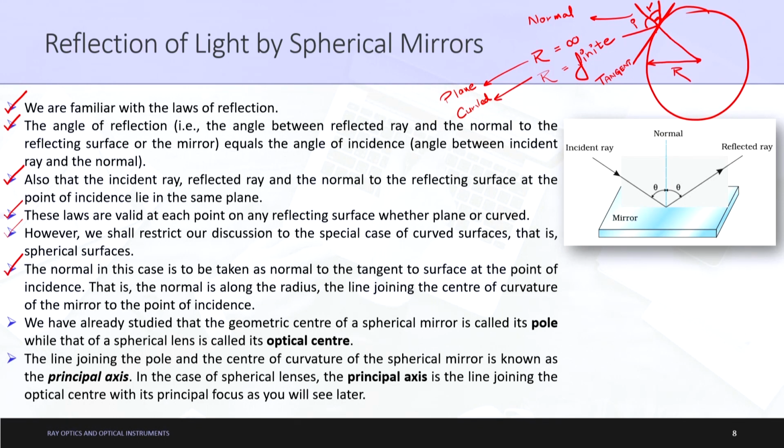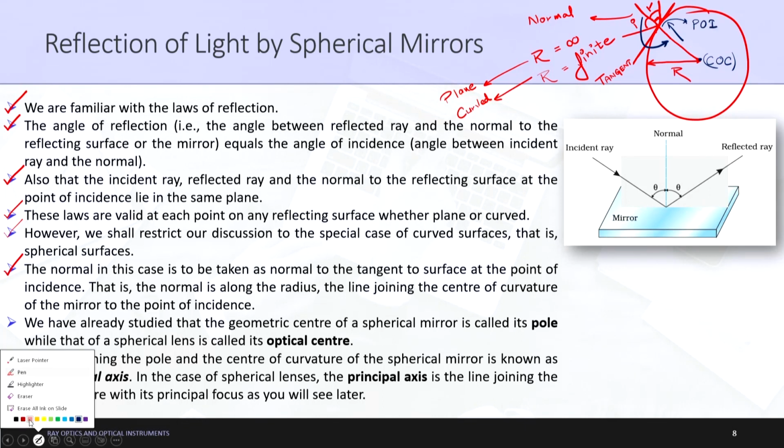Okay. So, the normal in this case is to be taken as normal to the tangent to the surface at the point of incidence, that is, the normal is along the radius, quite evident as you can see. Let me change the color. So, as you can see the normal is along the radius. The direction of normal and the radius are in the same direction, or if we say it as a vector, it is along the same vector. Okay. Normal is along the radius, the line joining the center of curvature, let me write it as COC, of the mirror to the point of incidence, and this is the point of incidence for you. Okay. So, this thing has also been explained.